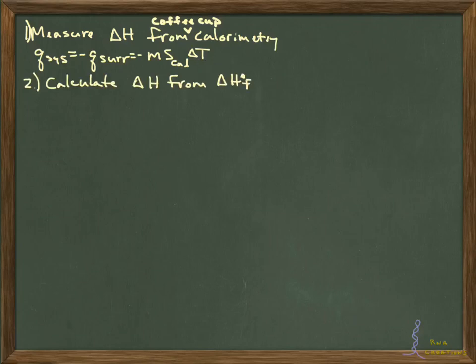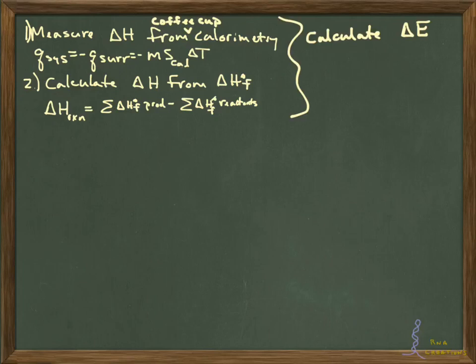We can also get delta H, rather than measuring it, from tables of delta H0 formation using the familiar relationship that delta H of the reaction is equal to the sum of delta H0 formation of the products minus the sum of delta H0 formation of the reactants. Once we have delta H, we can get the delta E part from the relationship that it's equal to delta H, which we now know, minus P delta V. And in the next few slides, I'll go through how to get the minus P delta V piece.